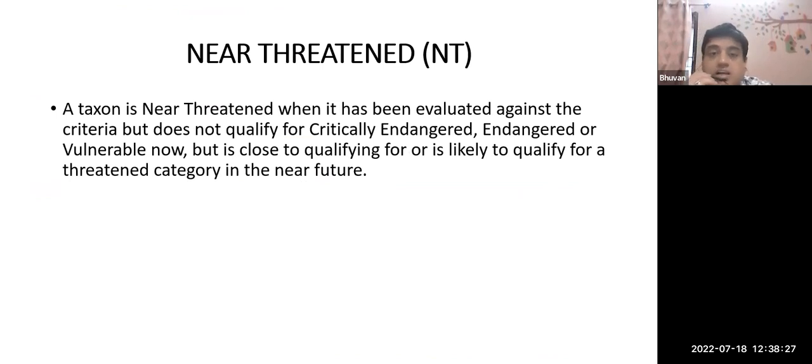Next to it is near threatened. Any organism can be classified as near threatened when it does not qualify as critically endangered or vulnerable, but it is very close to qualifying for these categories in the near future because of human activities.